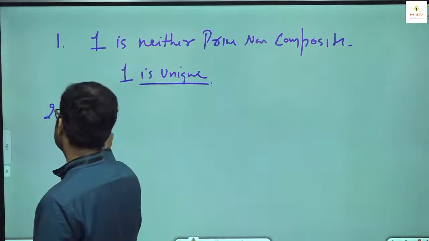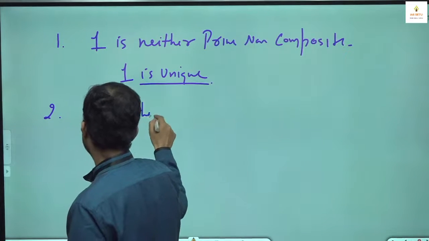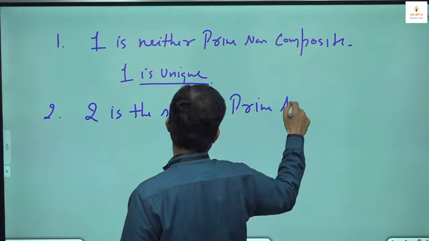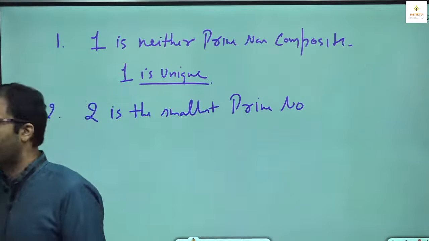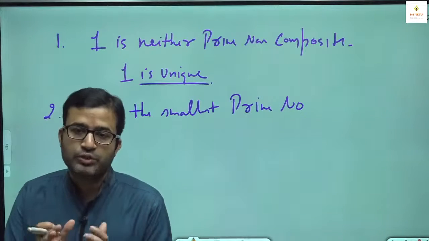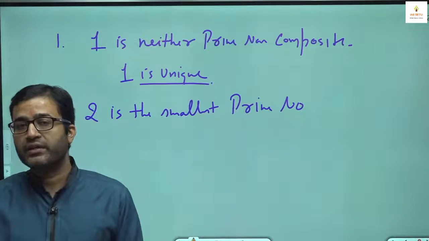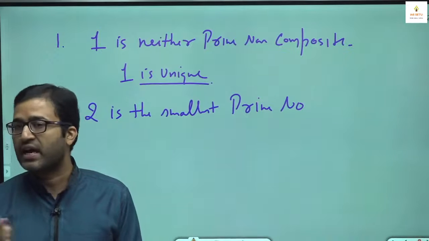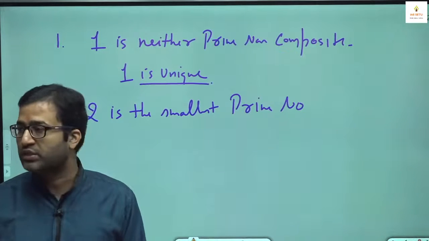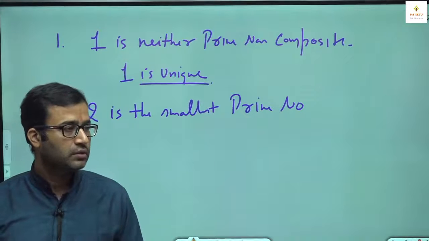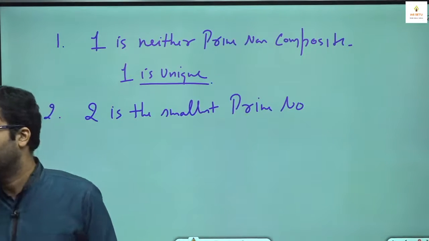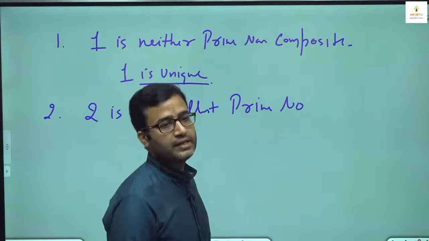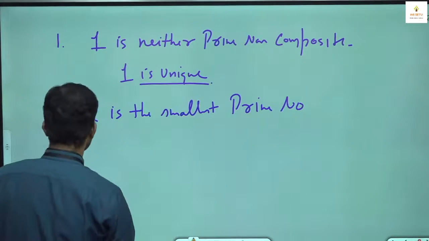Next comes: 2 is the smallest prime number. Some students ask me, sir, can we consider -2 a prime number? See, check your conceptual clarity. For a prime number, the first condition is that it has to be a natural number. A negative integer cannot be prime. So 2 is the smallest prime number. A negative integer can never be a prime number because it is not in that category at all.